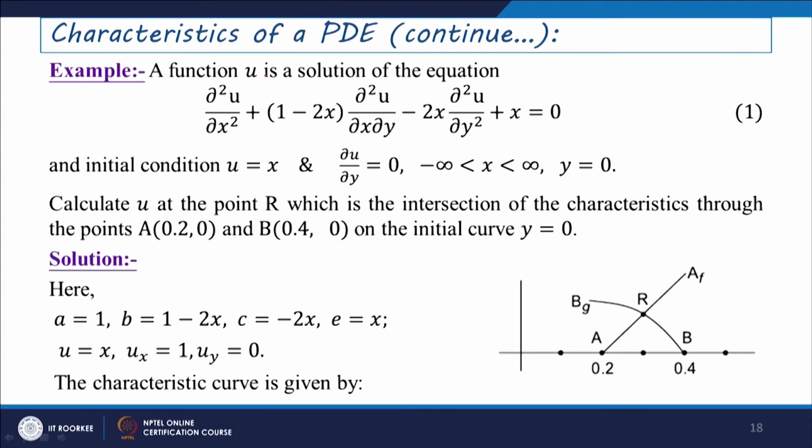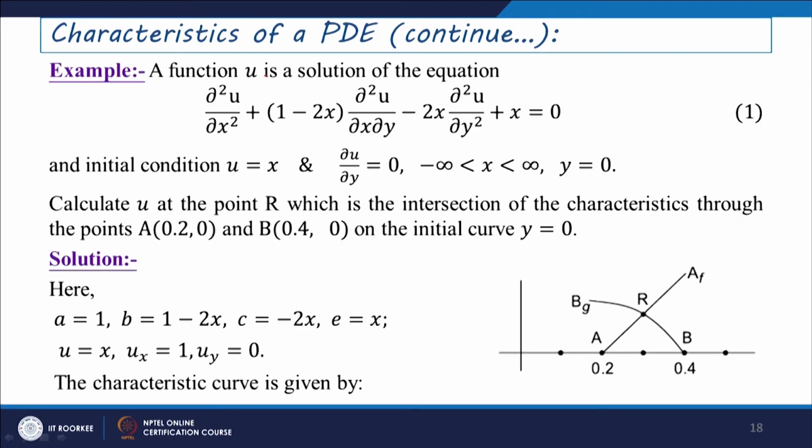Suppose in this example we are considering a function u that is a solution of the equation ∂²u/∂x² + (1 − 2x) ∂²u/∂x∂y − 2x ∂²u/∂y² + x = 0, with the initial conditions u = x and ∂u/∂y = 0, where x lies between minus infinity and infinity and y = 0. The question asks us to calculate u at the point R, which is the intersection of the characteristics through the points A at (0.2, 0) and B, defined as (0.4, 0), on the initial curve y = 0.